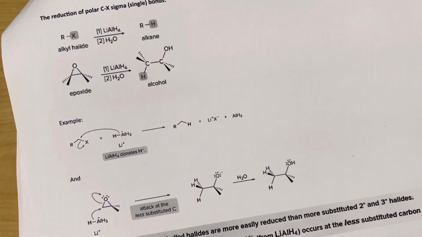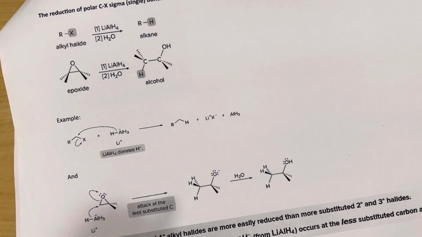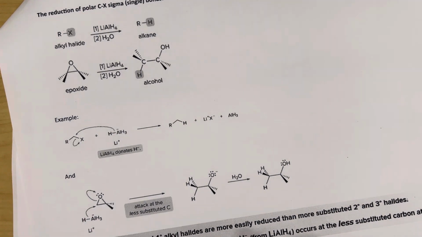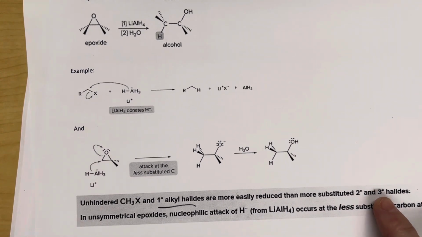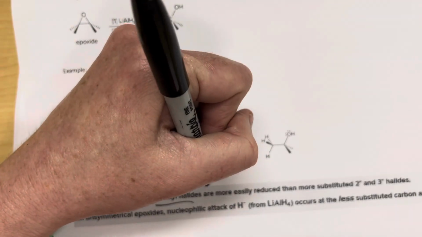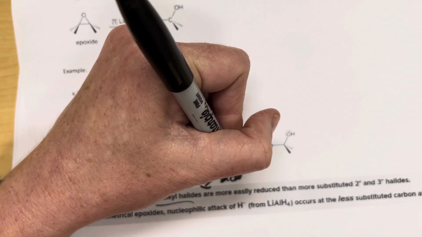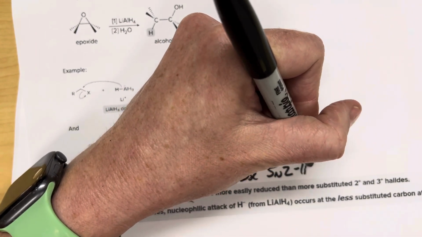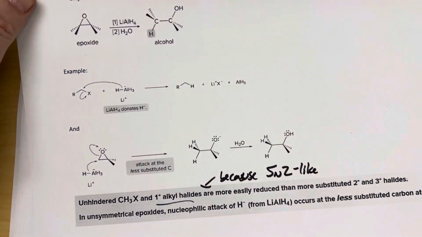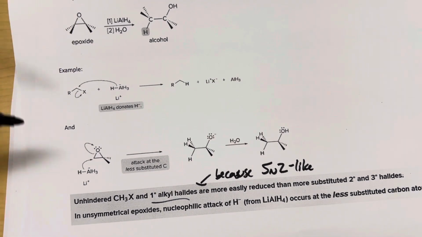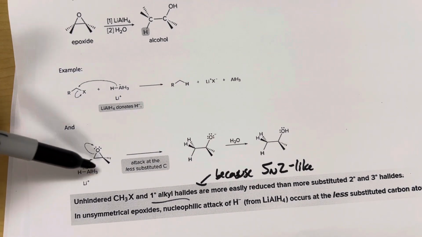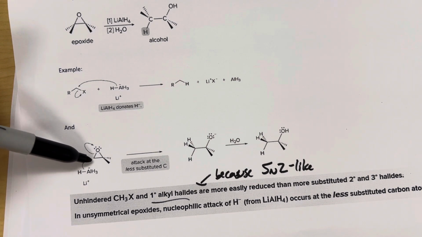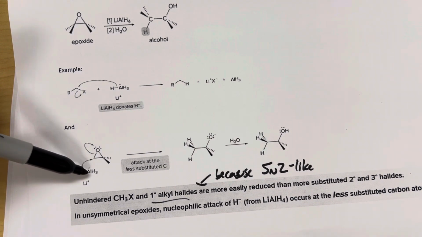And because of that, primary alkyl halides are far more easily reduced than secondary or tertiary. And that's because it's SN2-like. Okay. And then we have this other one where you can have some kind of epoxide, and the same thing happens. You're going to attack the less substituted carbon. So hopefully that makes sense.